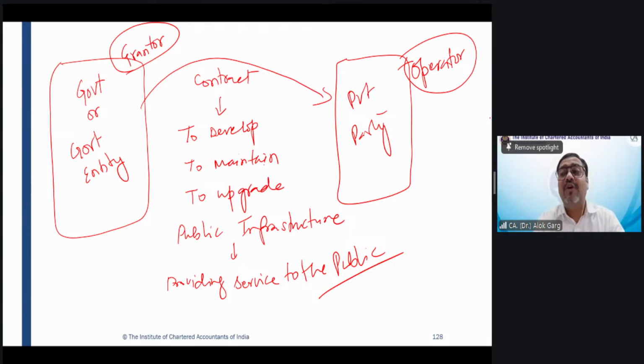For example, the government has given a lot of contracts to Adani. Have you seen Mumbai Airport? Who is managing Mumbai Airport? Adani is managing Mumbai Airport. Who has developed Navi Mumbai Airport? Adani. But does it belong to Adani? No, it belongs to the government. The government has given a contract to Adani to construct and manage the airport for, let's say, 30 years, and whatever revenue comes from managing and operating it will go to Adani. After 30 years, Adani will give it back to the government.